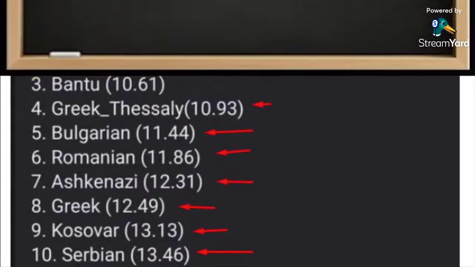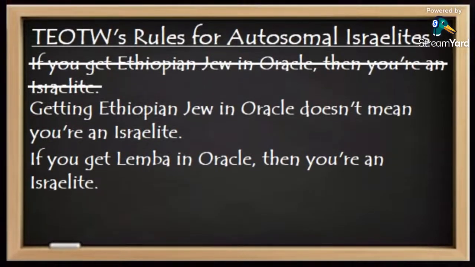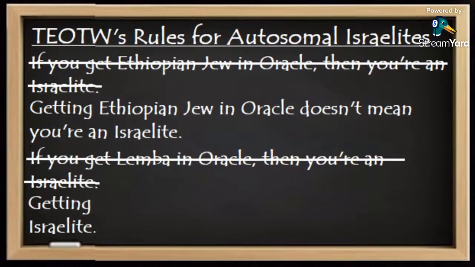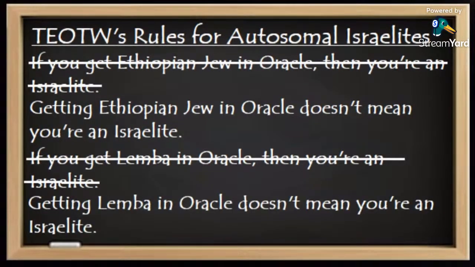Well, with that in mind, let's bring down our board, which has the list of Teotw's rules for Autosomal Israelites. You remember that rule that if you get Lemba in Oracle, then you're an Israelite? Well, it seems we need to strike that rule as well and introduce this new rule. Getting Lemba in Oracle does not mean you're an Israelite. We base this new rule on the premise that, according to Teotw Ministries, there's an Edomite in the Yap gang who can still get Lemba in his Oracle results.